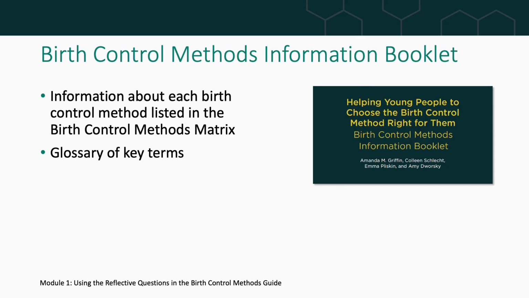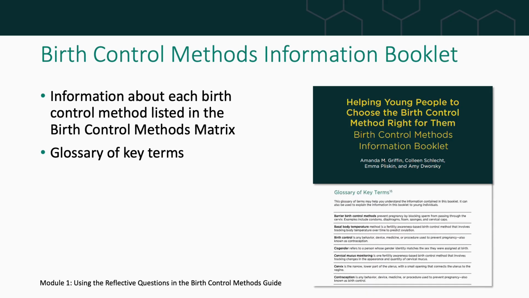The second part of the resource is an information booklet that includes detailed information about the 18 birth control methods featured in the Birth Control Methods Matrix. It also includes a glossary of reproductive health terms such as long-acting reversible contraception. Module 4 shows how the booklet can be used.